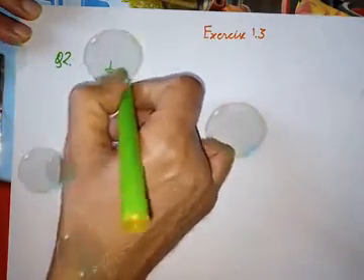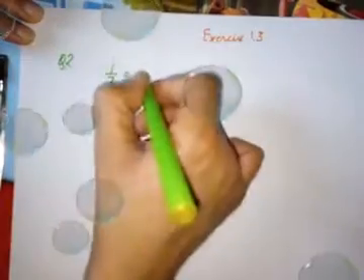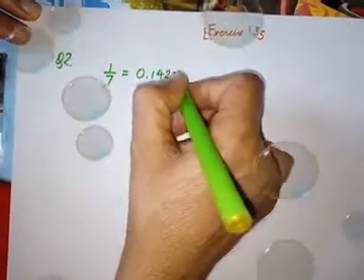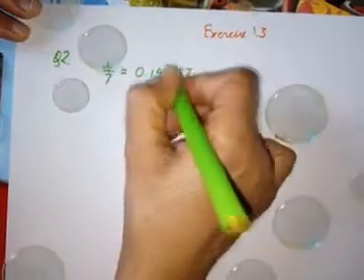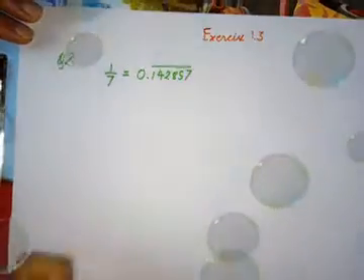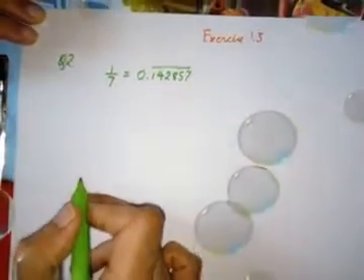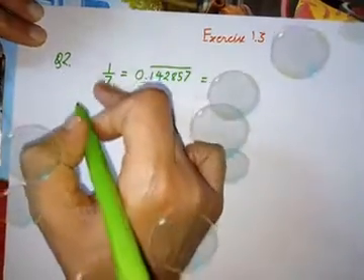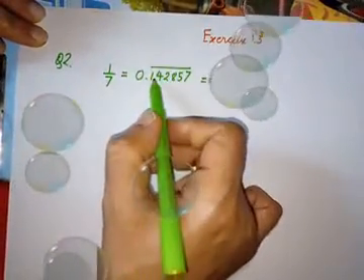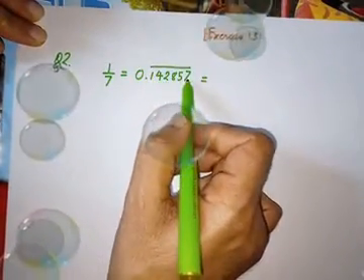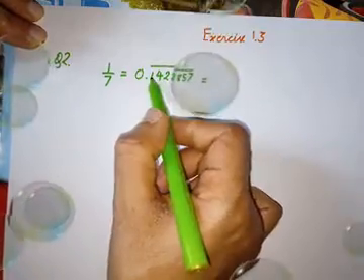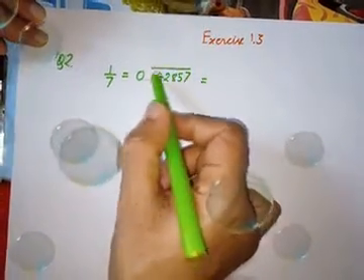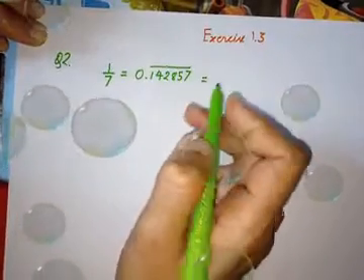is that 1 is divided by 7. The value we get is 0.142857 bar. Now this bar, I have told you before what it represents: on dividing 1 by 7, after every sixth place of decimal, the same group of numbers is repeated.